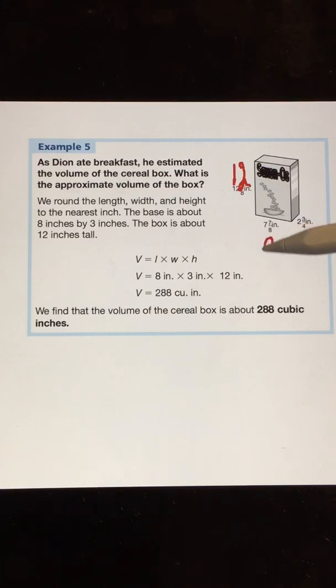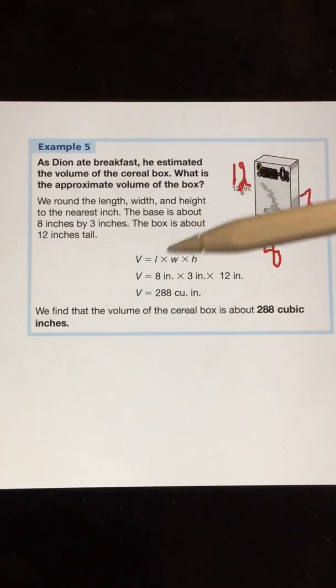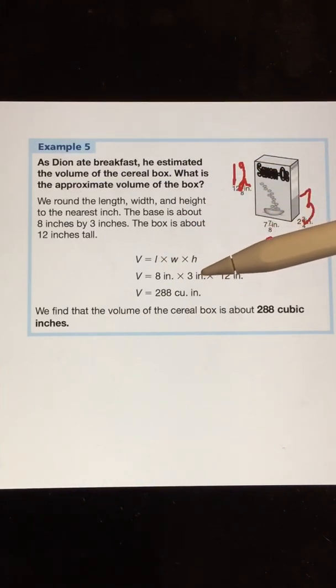8/8 is a whole, so I'm going to make that 8. We have 2 and 3/4. 3/4 is over half, so I'm going to make this 3. All right, so my length times my width times my height. 8 times 3 is 24. 24 times 12 is 288. 288 cubic inches is the volume of the cereal box.